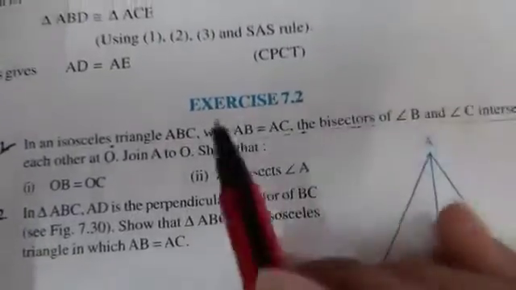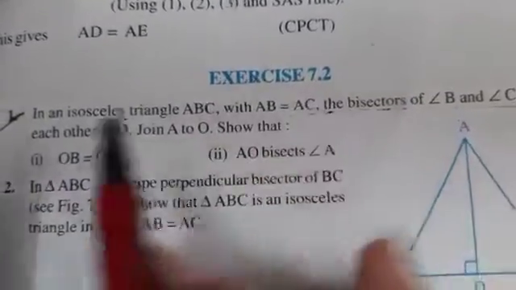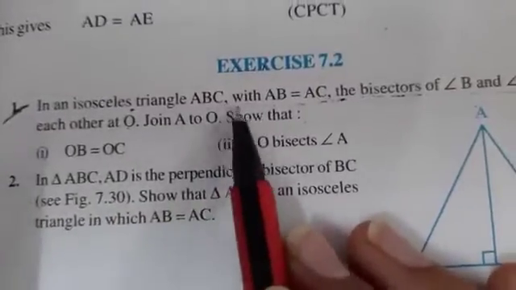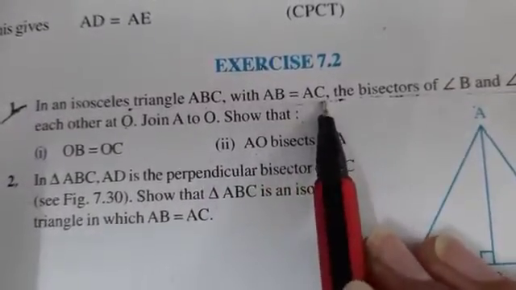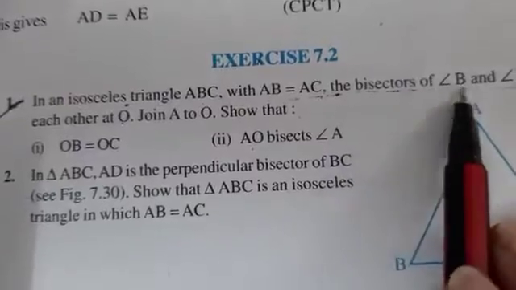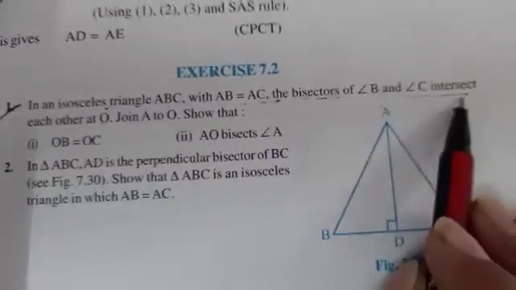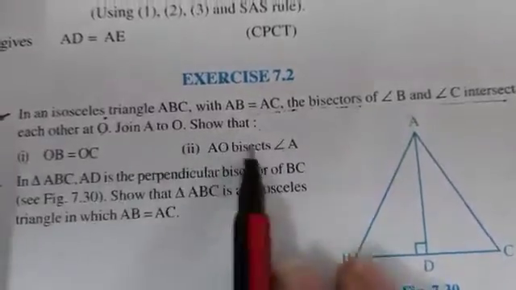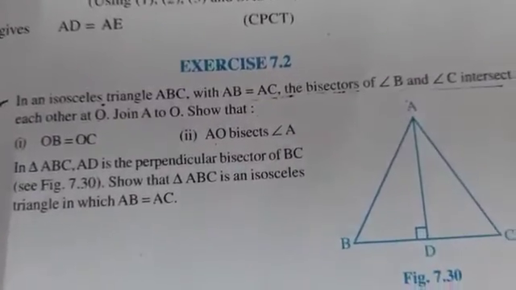Hello students, now we are going to start exercise 7.2. See the first question. In an isosceles triangle ABC with AB equal to AC, the bisectors of angle B and angle C intersect each other at O. Join A to O. Show that these two things we have to prove.